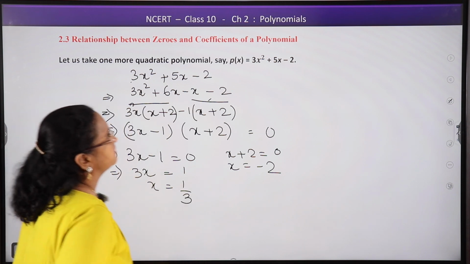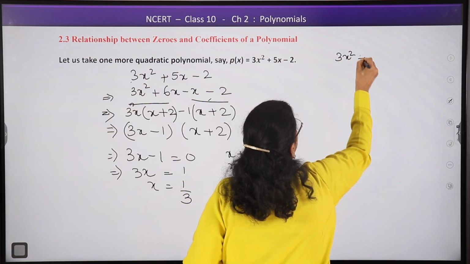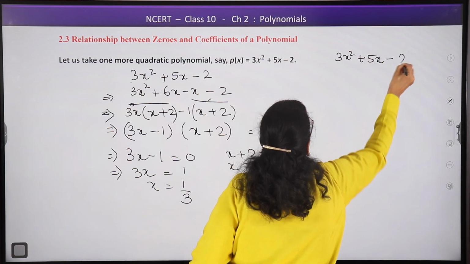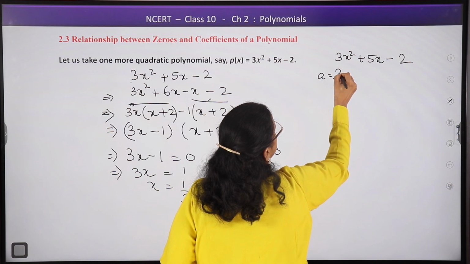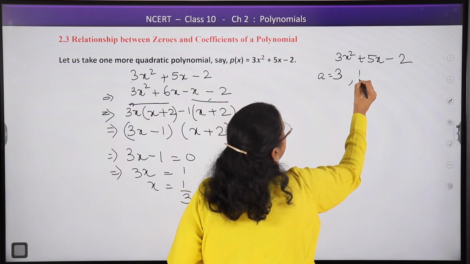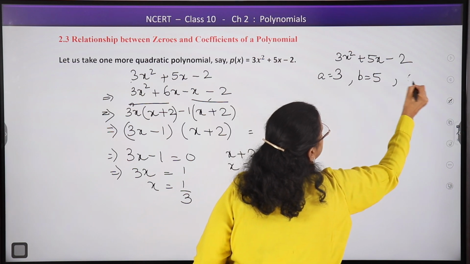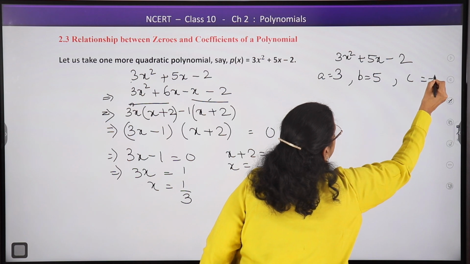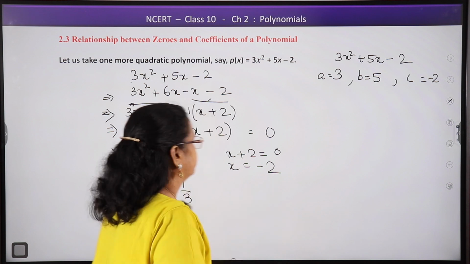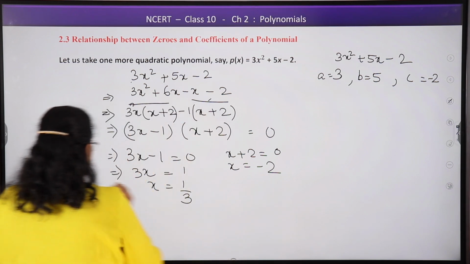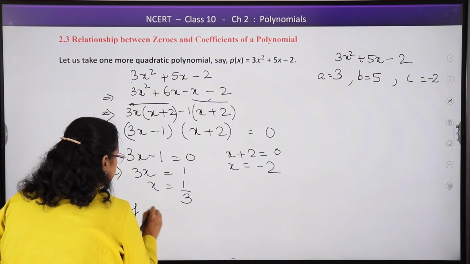Now let us first write the quadratic equation in general form to find out a, b and c. A is 3, that is the coefficient of x square. B is 5, the coefficient of x. The constant term, correct, minus 2, not 2, minus 2. Very good. Now, first of all, the sum of zeros.